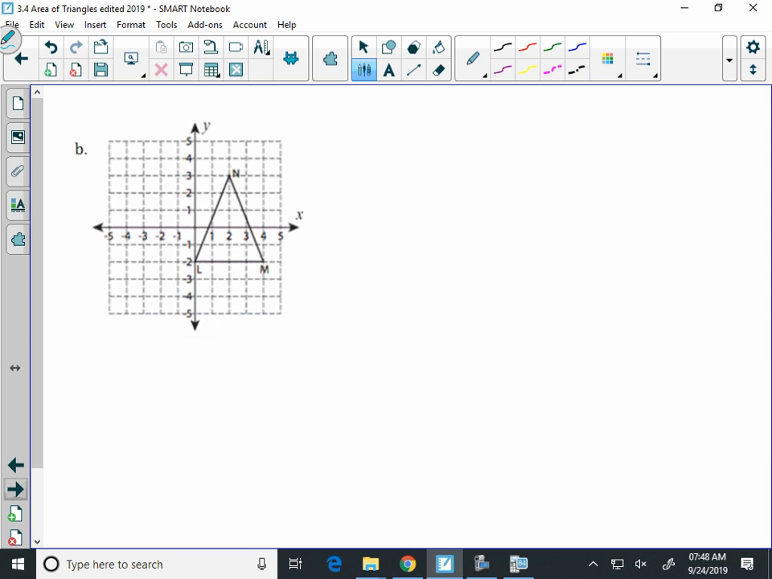Okay. So we take a look here. Here's my triangle in this one. What type of triangle is this? Is it an obtuse triangle? Is it a right triangle? Or is it an acute triangle? Acute, right? So where is the height in my acute triangle?